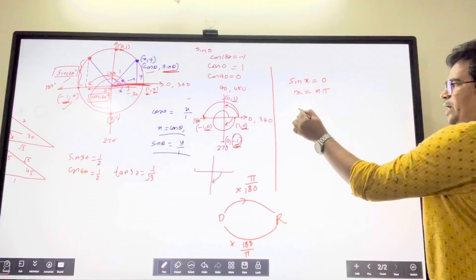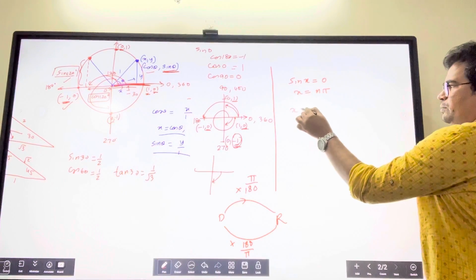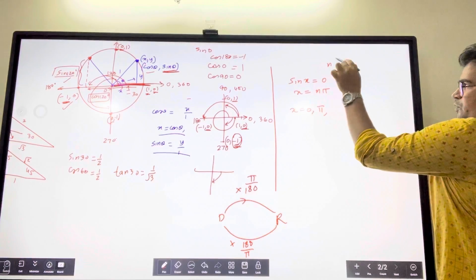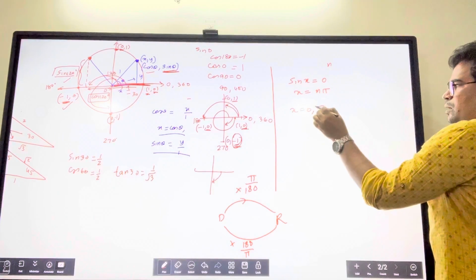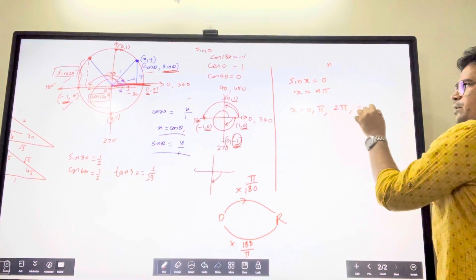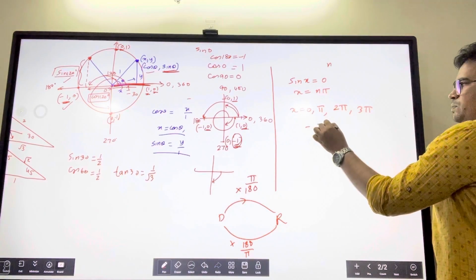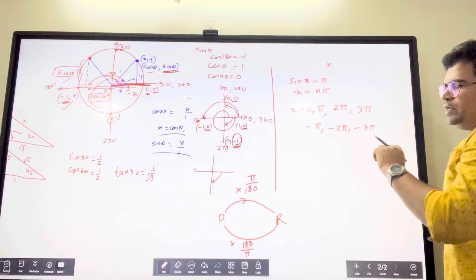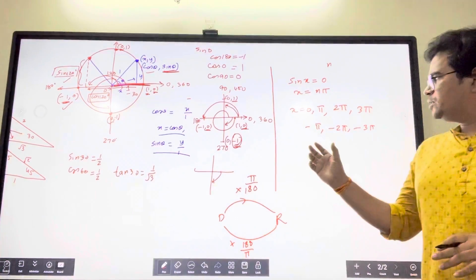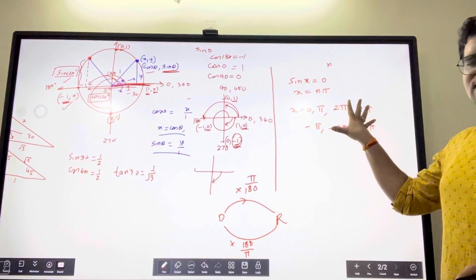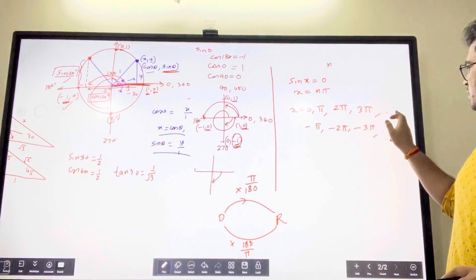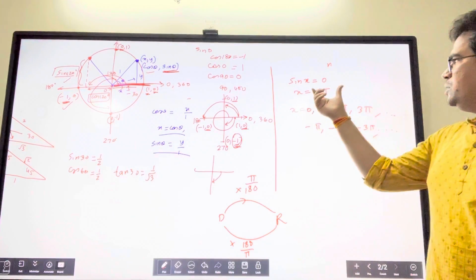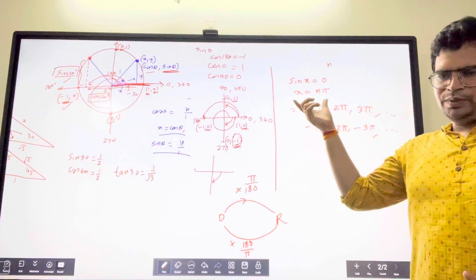So x, if I'm solving, can be n pi, where n can be any positive or negative integer. So 0, pi, 2 pi, 3 pi, minus pi, minus 2 pi, minus 3 pi, and so on. These are the angles along the x-axis, and it continues. So if sin x is 0, it will be 0 along n pi.